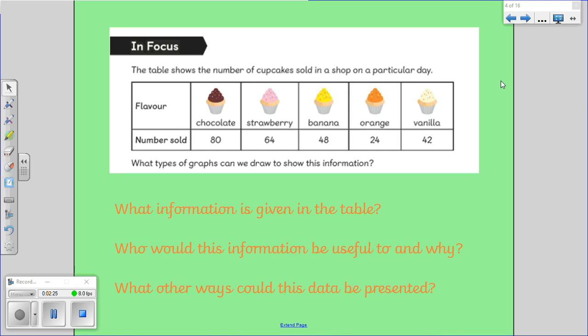So I want you to have a think about what information is given in the table. What do we find out? What would this information be useful to and why? And what other ways could this data, so the information in the table, how could that be presented in a different way? So pause the video, have a bit of a think about maybe other ways you've seen data maybe similar to this presented in a different way.